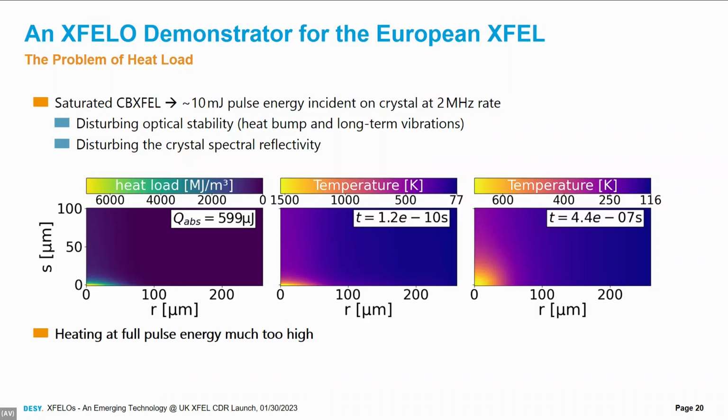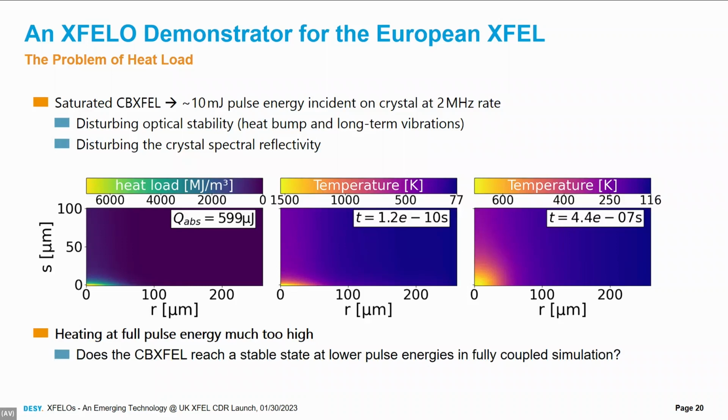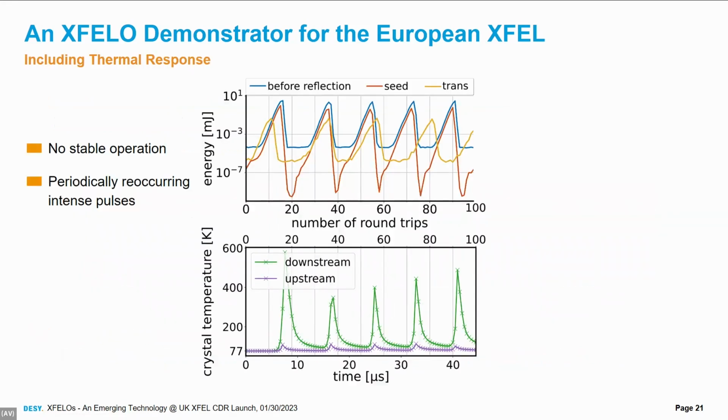However, we do not start at 10 millijoule, but we slowly build up to it. So the question is whether we can reach a stable XFELO at lower pulse energies. The answer is, putting it the way it is, it would not work. What we would have is this: on top we see a logarithmic scale of the energy, and you see that it's basically periodically building up and dropping again. This is amazingly periodic, basically between 20 and 21 pulses all the time. This correlates with a rise in the downstream crystal temperature.